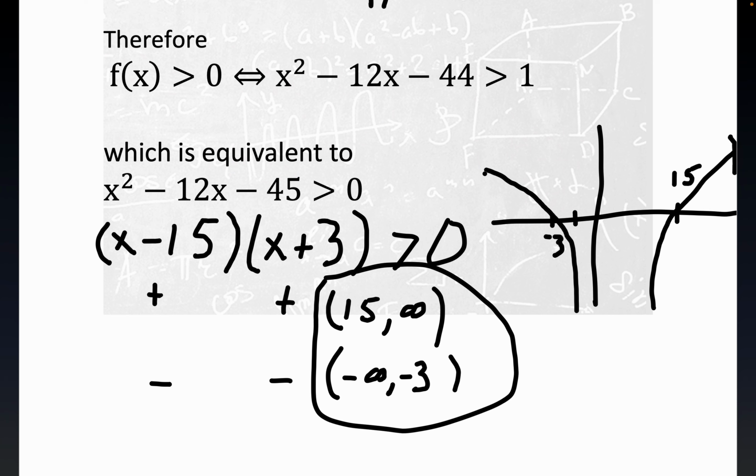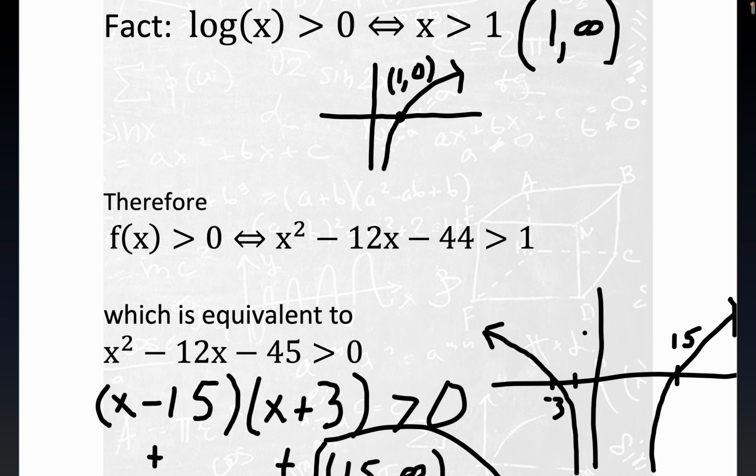It's not necessary to draw the graph to write down the solution, but that's about what it would look like: the graph of the logarithm of this particular function being above the x-axis once you're to the left of negative 3 and once you're to the right of 15. But anyway, that is the solution, and thank you for viewing.